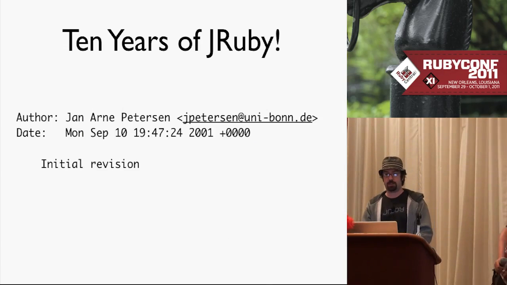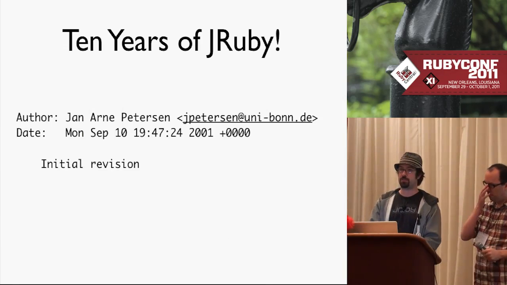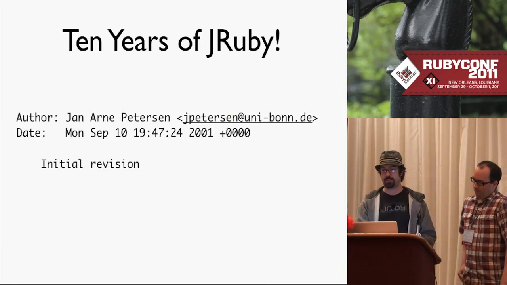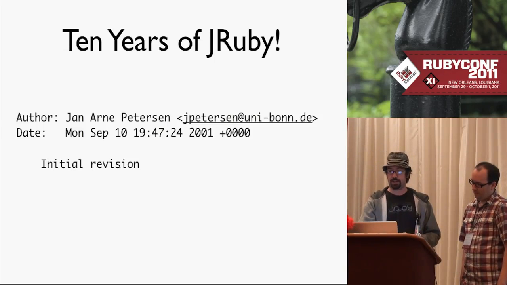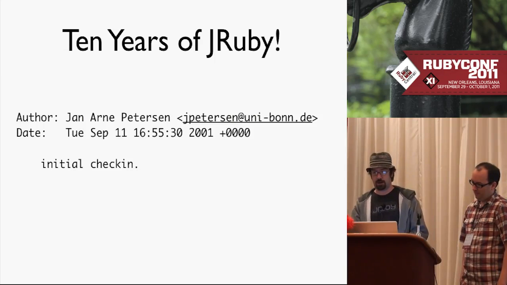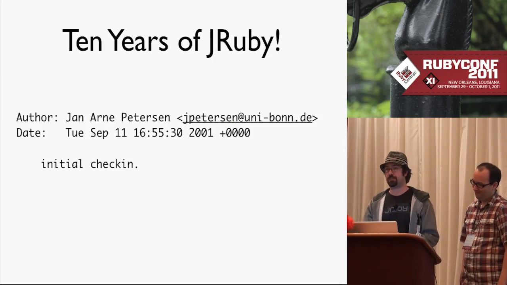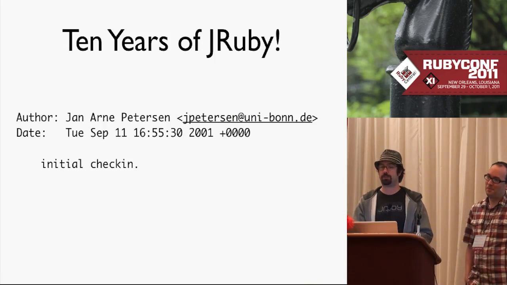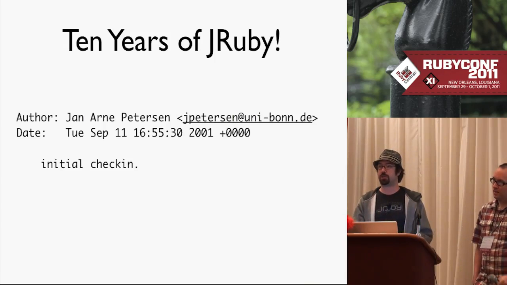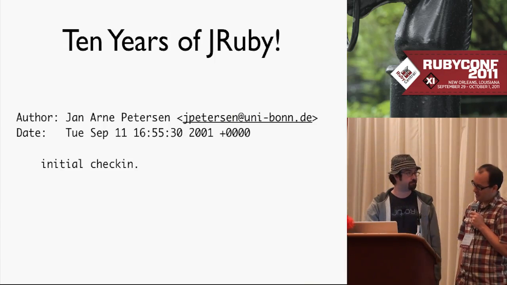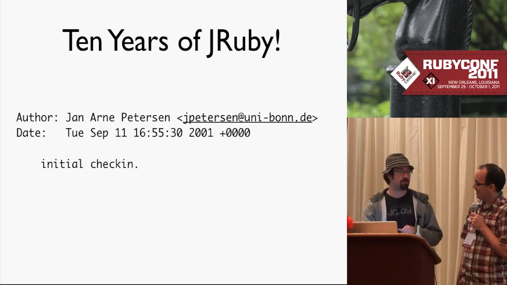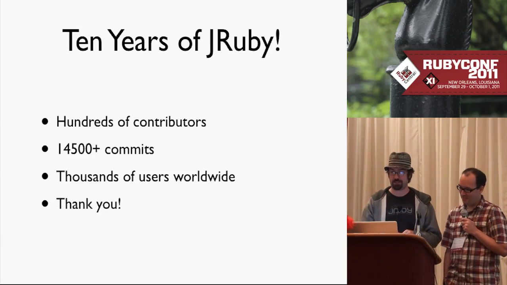So here you go. September 10th, 2001, the initial revision of JRuby was originally committed to the repository, followed the next day by the initial check-in. I'm not exactly sure what the difference between those two were, but it all started at that point. And slowly over time, more and more contributors came, contributors went, and we're here today. Was the first one the README? Yes, perhaps it was just the README file or the initial repository.